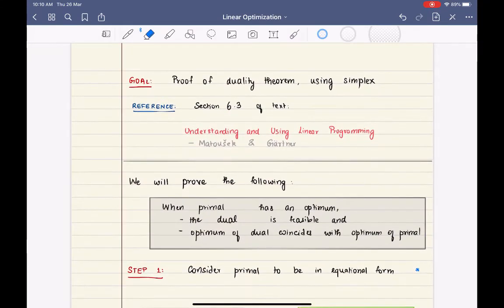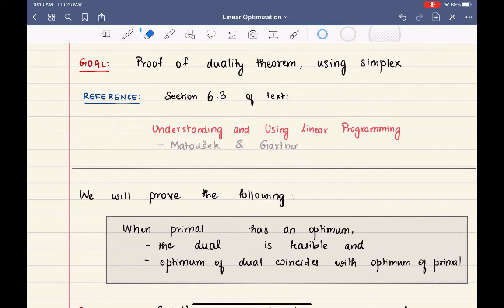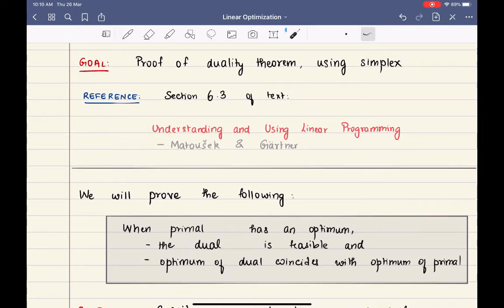So that is the goal of today's lecture, the proof of duality theorem using simplex, and here is the reference. Essentially the statement that we are going to prove is this: when primal has an optimum, the dual will be feasible and the optimum of the dual will coincide with the optimum of the primal. If we show this, we are done.